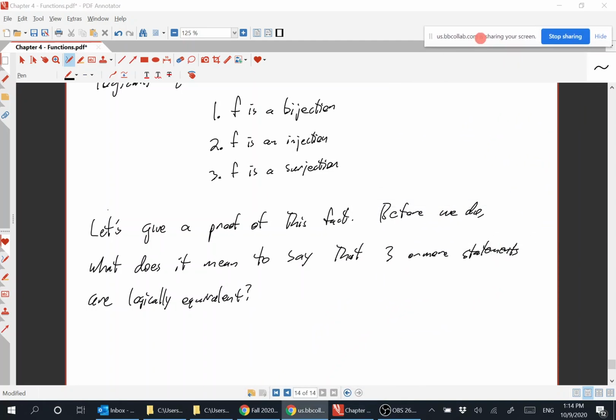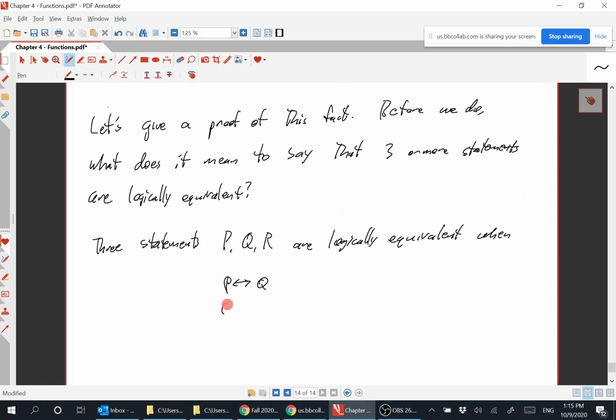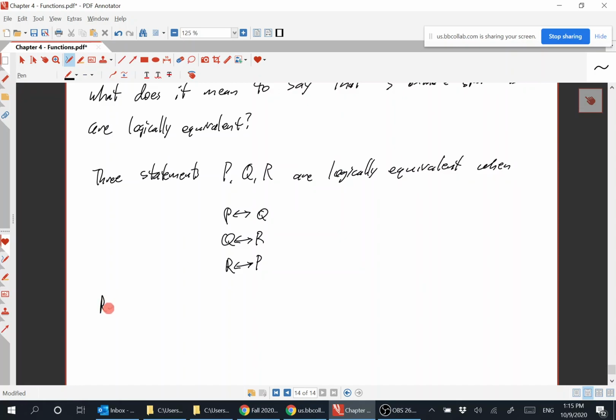So let's explain with 3 statements. Three statements, P, Q, and R, are logically equivalent when P is logically equivalent to Q, Q is logically equivalent to R, and R is logically equivalent to P. And remember that A is logically equivalent to B if and only if A implies B and B implies A. It's a double implication.